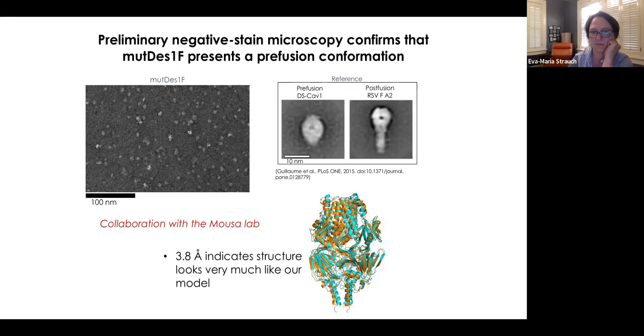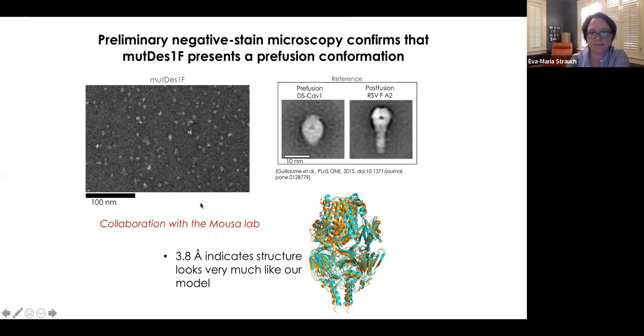And he actually solved the structure, well, Jiachen and his students did, at 3.8 angstroms. The structures, the model versus the crystal structure, were about 1 angstrom different, which means we're pretty close to what we thought we were going to get.